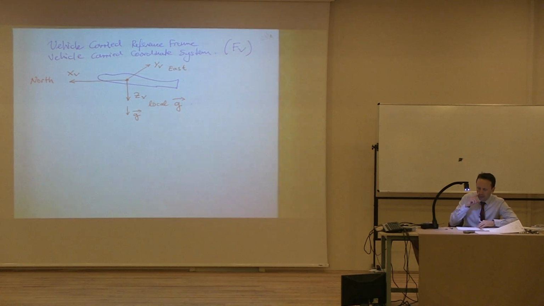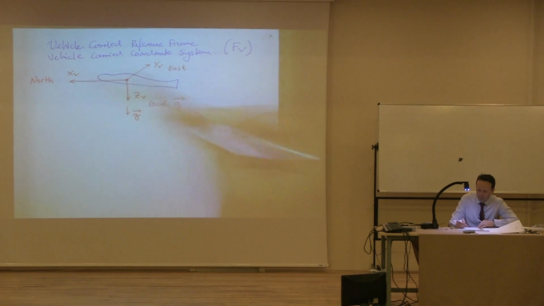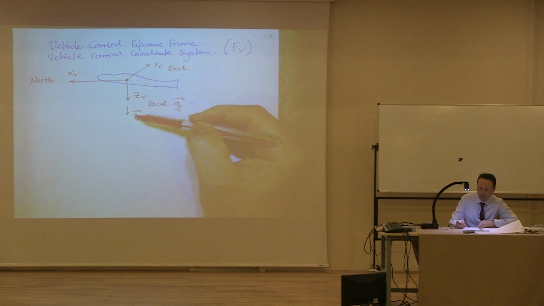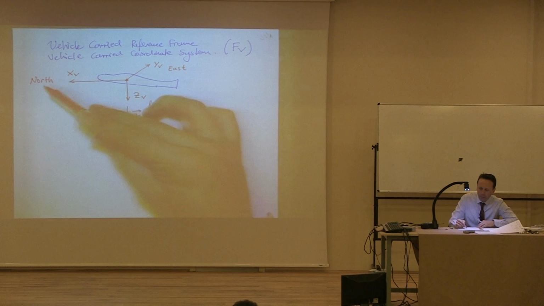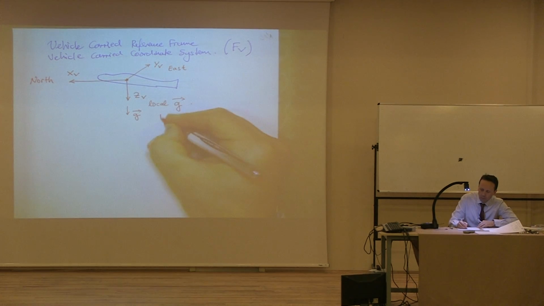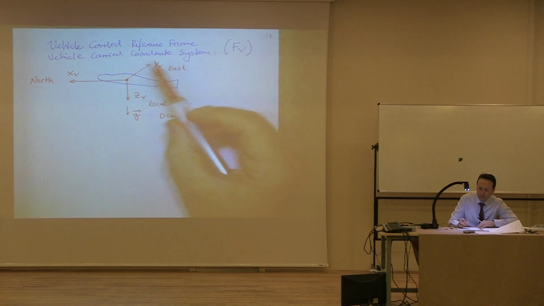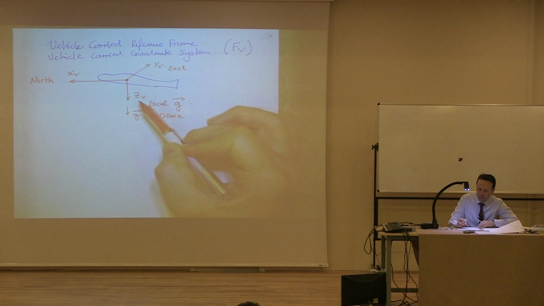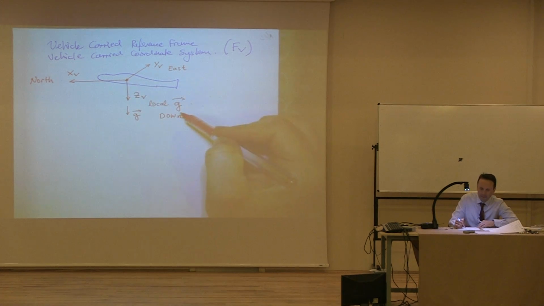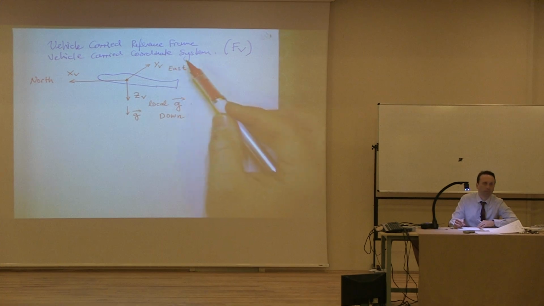Okay? So YV is pointing east, XV is towards north, ZV is towards the local gravity vector. We sometimes call it down, ZV is pointing downwards. So it's like a northeast down coordinate system. But I would prefer in this class to call this the vehicle carried coordinate system, where ZV is pointing towards the local gravity vector, XV is pointing north, and YV is pointing east.